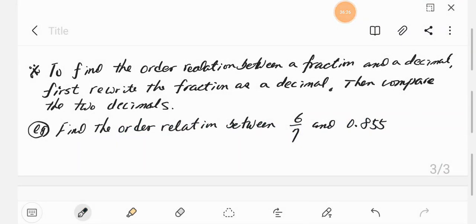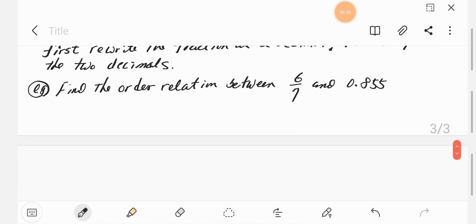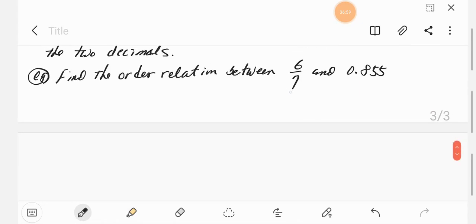All right, this time, let's find the order relation between a fraction and a decimal. So there are 2 numbers, one is a fraction and one is a decimal. Which one is greater or which one is smaller? First, it's better to rewrite the fraction as a decimal so that you can compare the 2 decimals easily. So let's find the order relation between 6 over 7 and 0.855. First we need to convert this fraction to a decimal.